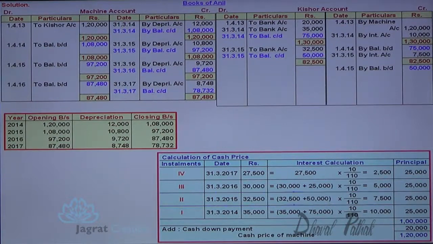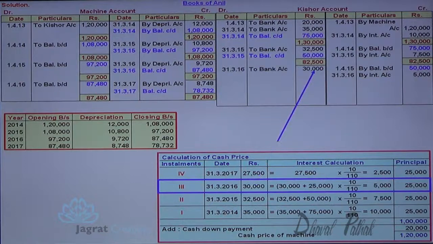Now take care of third installment. Interest payable 5,000. Interest is my expense. Interest expense account debit to Kishore account credit. Installment paid 30,000. Kishore account debit to bank account credit 30,000. Find the closing balance. That works out to be 25,000. That becomes opening balance on 1/4/2016.